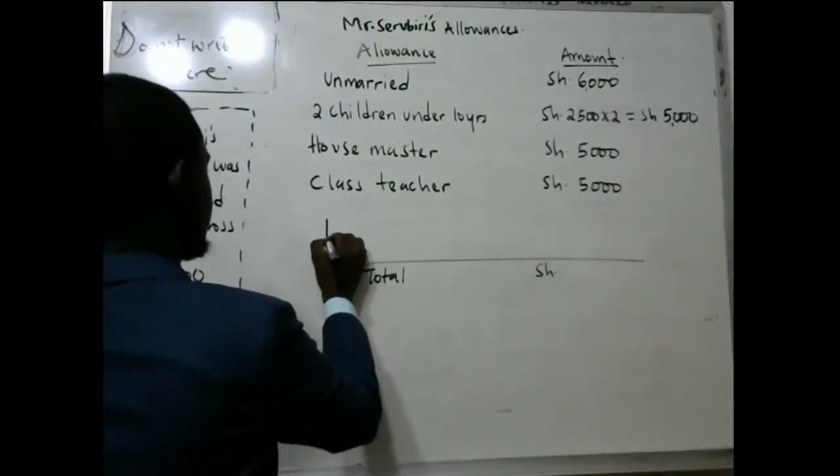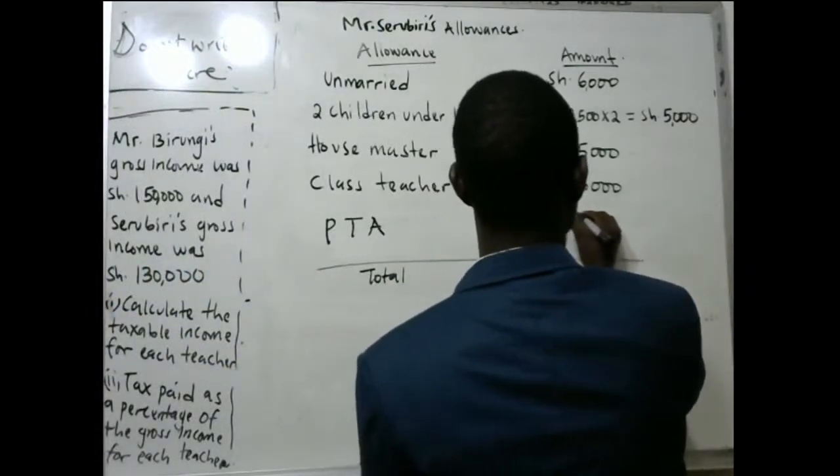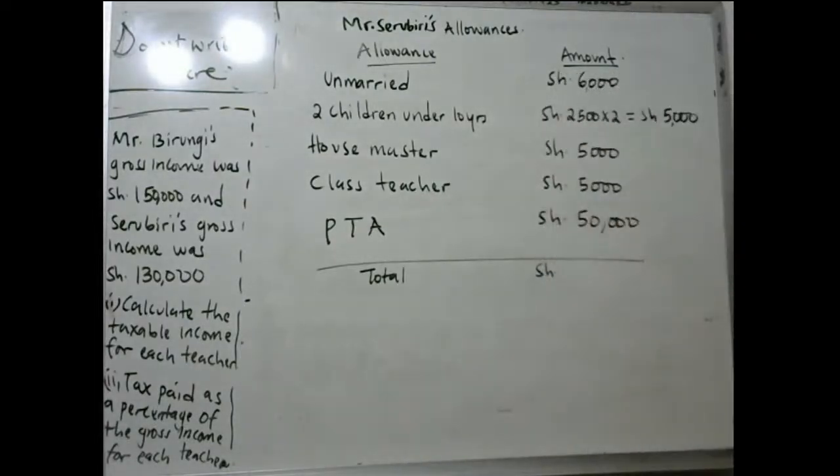He's also entitled to PTA since he's a teacher. PTA of shillings 50,000. He's a teacher, not so? Let us add what he's supposed to get. Let's add. Try to add.